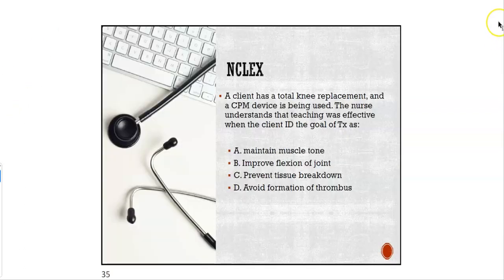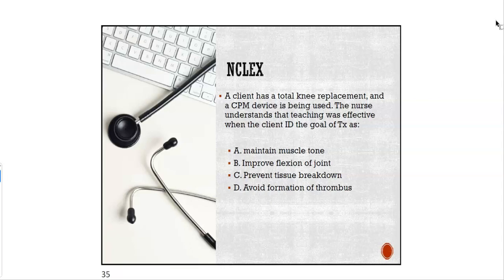All right, NCLEX questions. A client has a total knee replacement and a CPM device is being used. The nurse understands that teaching was effective when the client identified the goal of treatment as: A. Maintain muscle tone, B. Improve flexion of the joint, C. Prevent tissue breakdown, D. Avoid formation of thrombus.